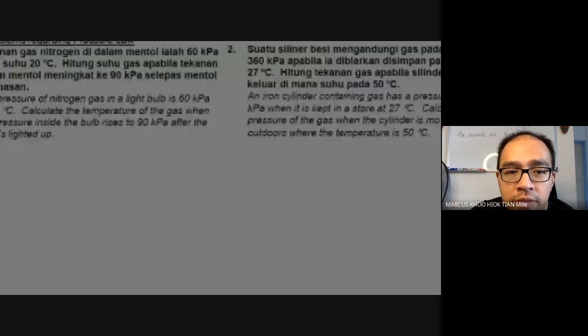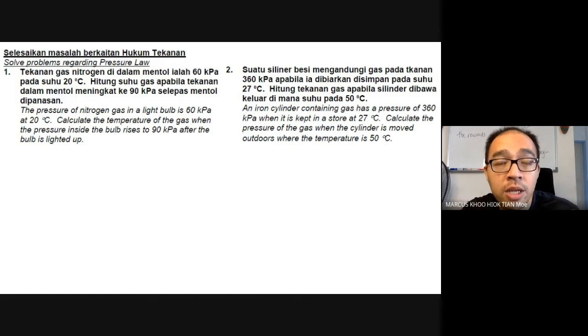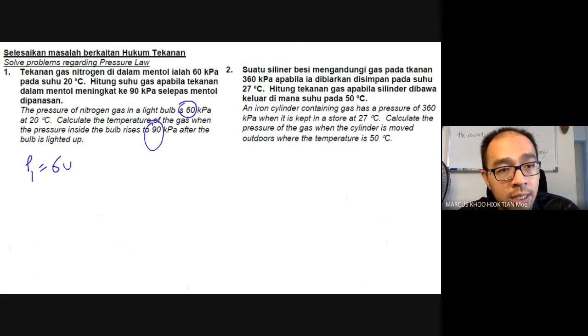So in the first situation, you are given 60 kilopascals and 90 kilopascals. These 2 are pressure, and all you have to do is make sure that they are the same unit. Since they're the same unit, no conversion is needed. You can just use the number 60 and the number 90. So you get P1 equals 60, P2 equals 90. Now at 60 kilopascals, the temperature is 20 degrees Celsius. So T1 is 20 degrees Celsius.